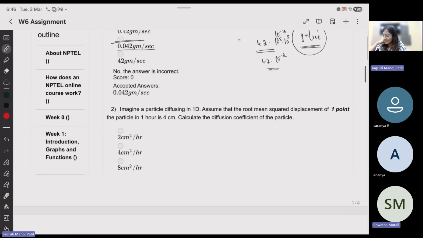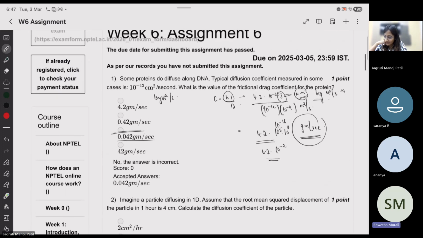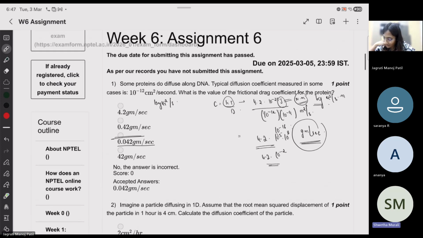I just had one doubt in the previous question. How did we get that formula C is equal to KT by D? This formula is not given here, but it follows from the frictional drag coefficient. That's why I wrote it directly.